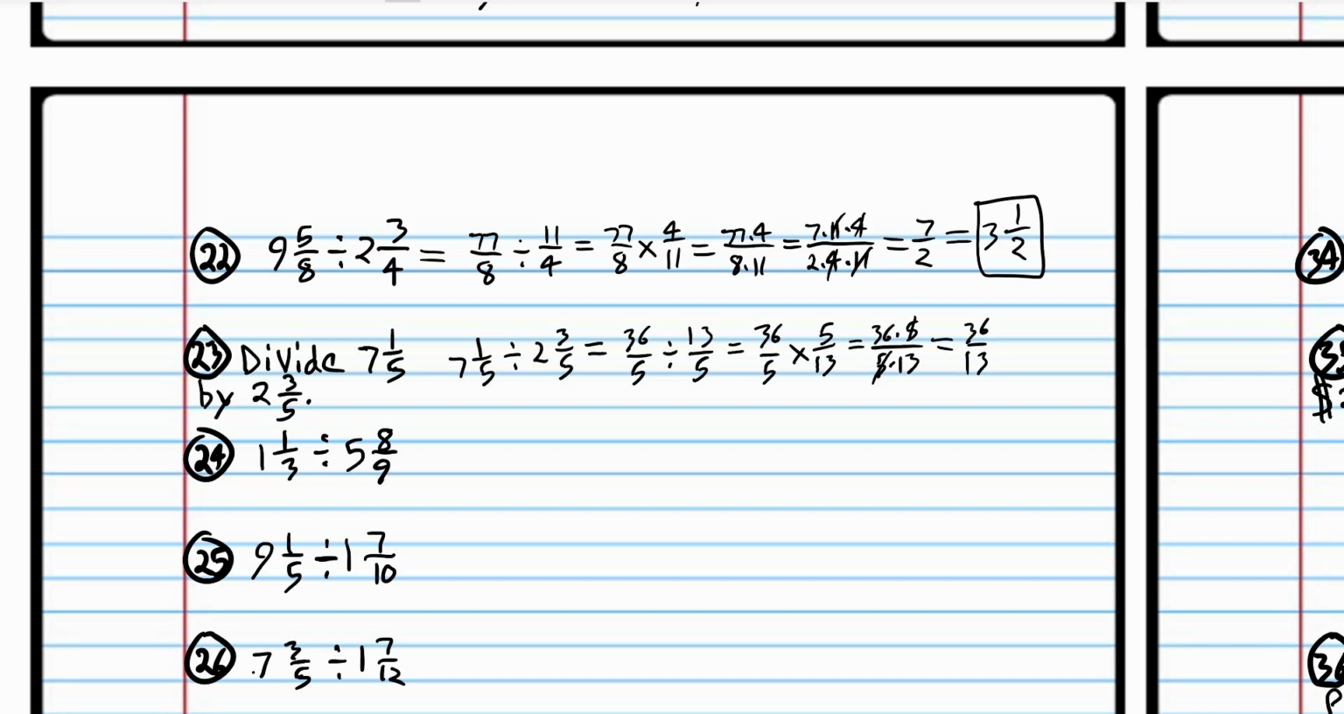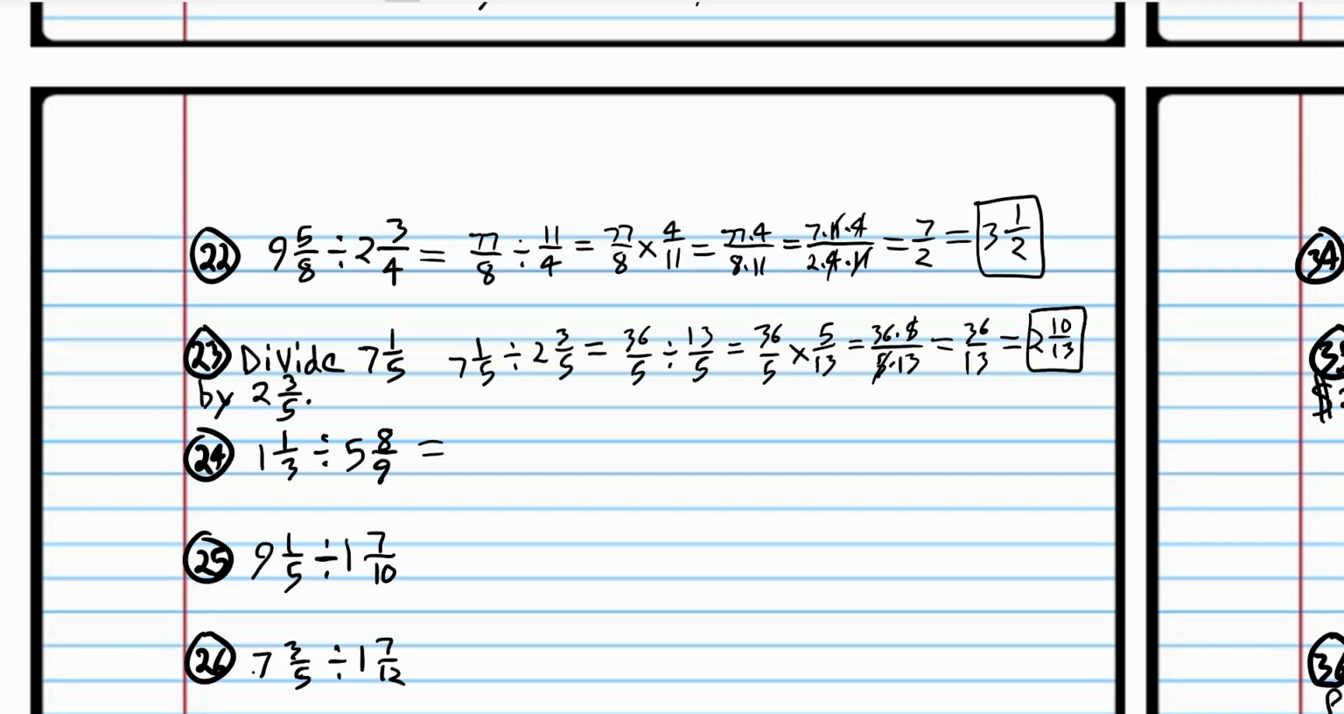Now these numbers are kind of big. We have to see how many times does 13 go into 36. It goes in, let's see, 2 times 13 is 26, 3 times 13 is 39. That's too much. So it's going to go in 2 times, which is 26. Then 36 minus 26 is 10. And just keep the denominator. 2 and 10/13. Try number 24, and when you come back, we'll do it together.